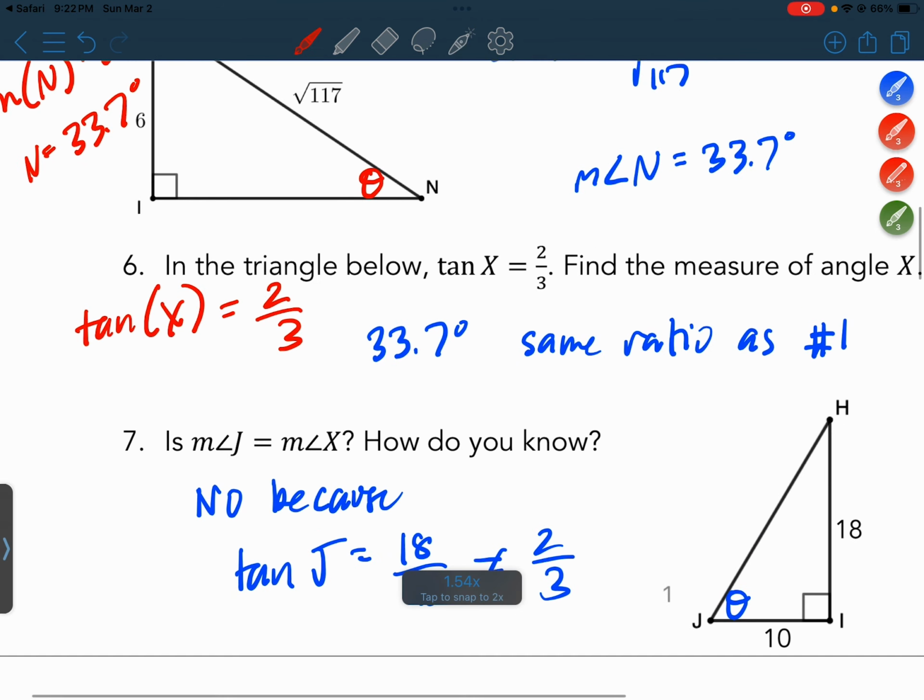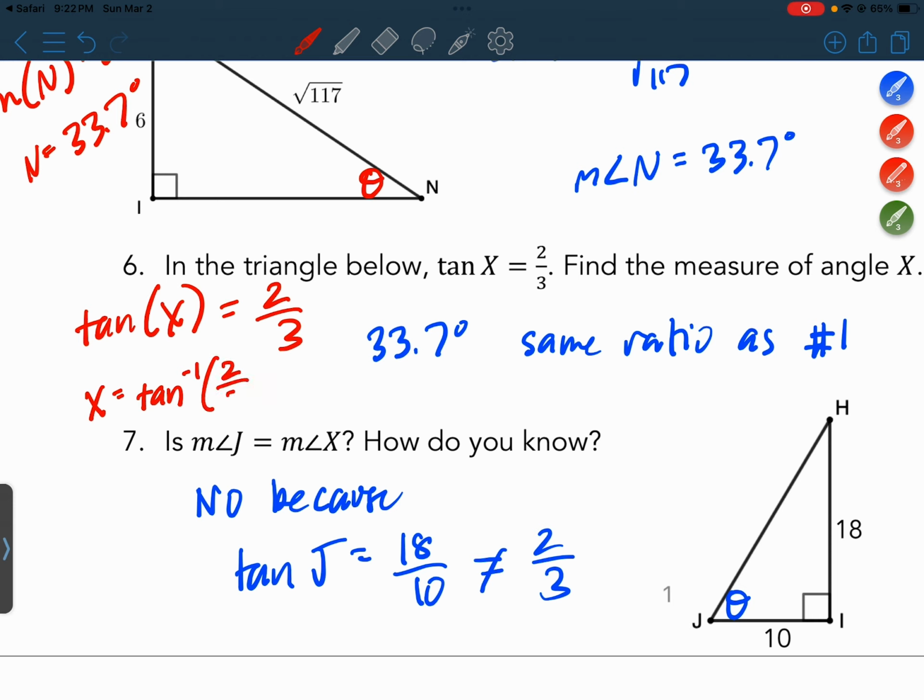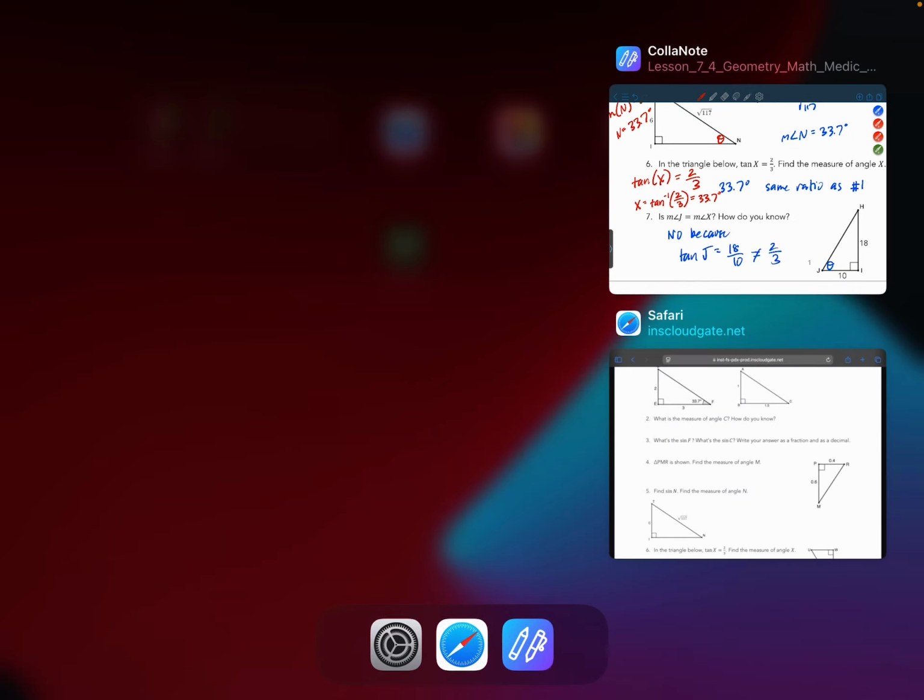Now, we're going to write it a different way this time. It turns out that there's a button on our calculator that you can tell the calculator the ratio, press this button, and then the calculator will tell you what the angle is. Now the button that I'm talking about is called the tangent inverse button. It says like tan to the -1. And so if we hit that button and input the ratio 2/3, then the calculator will tell us that the angle is 33.7 degrees.